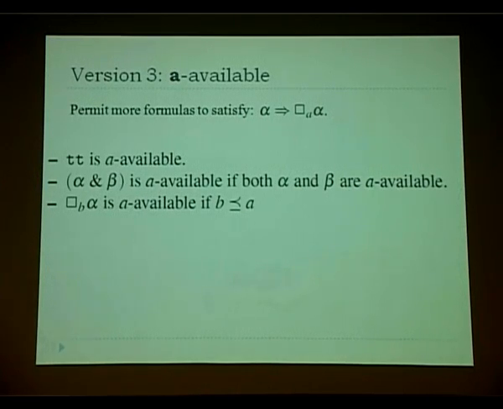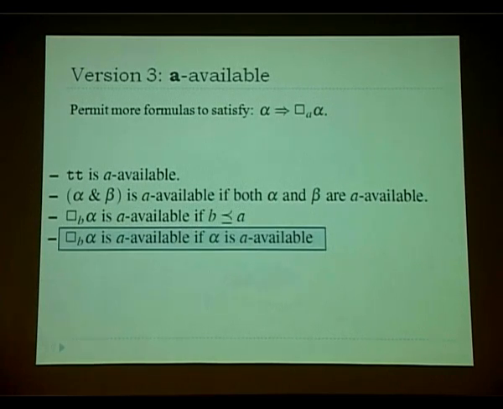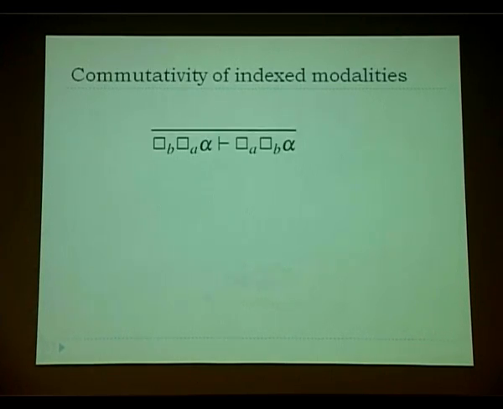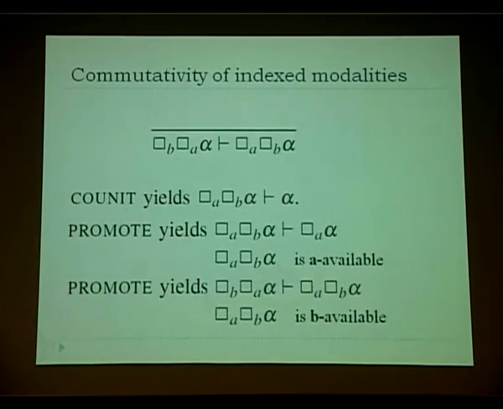Now I'm going to permit more formulas, okay, to satisfy the thing we have there, right? So the thing I'm going to introduce is something here, which I said box B alpha is A available if the alpha is A available, okay? So this is really a genuine commutativity principle. That's what it is. In particular, the simplest thing we see there is that box A, box B alpha is B available, right? So from this, the details don't matter, but I can derive the commutativity. Okay, so it's loosening stuff more.